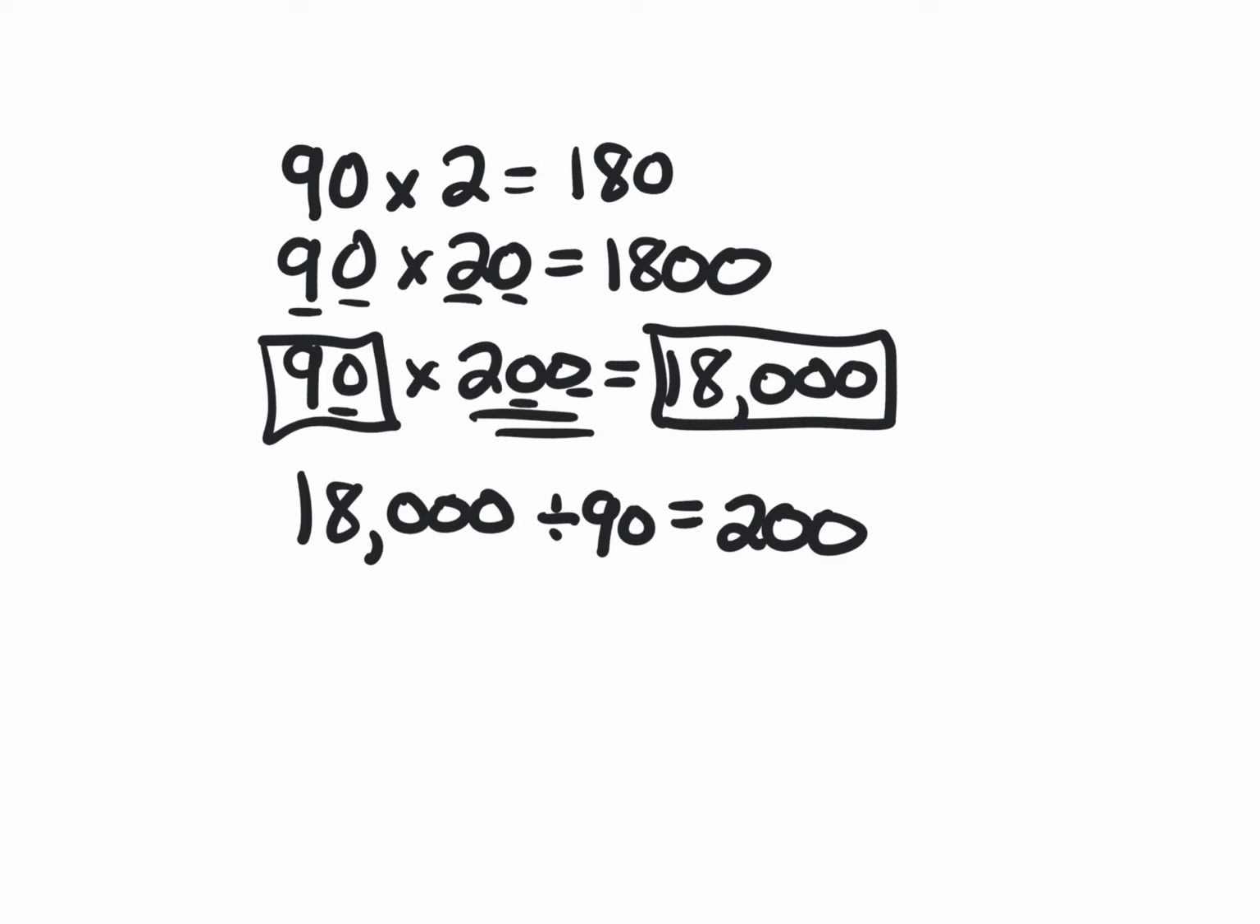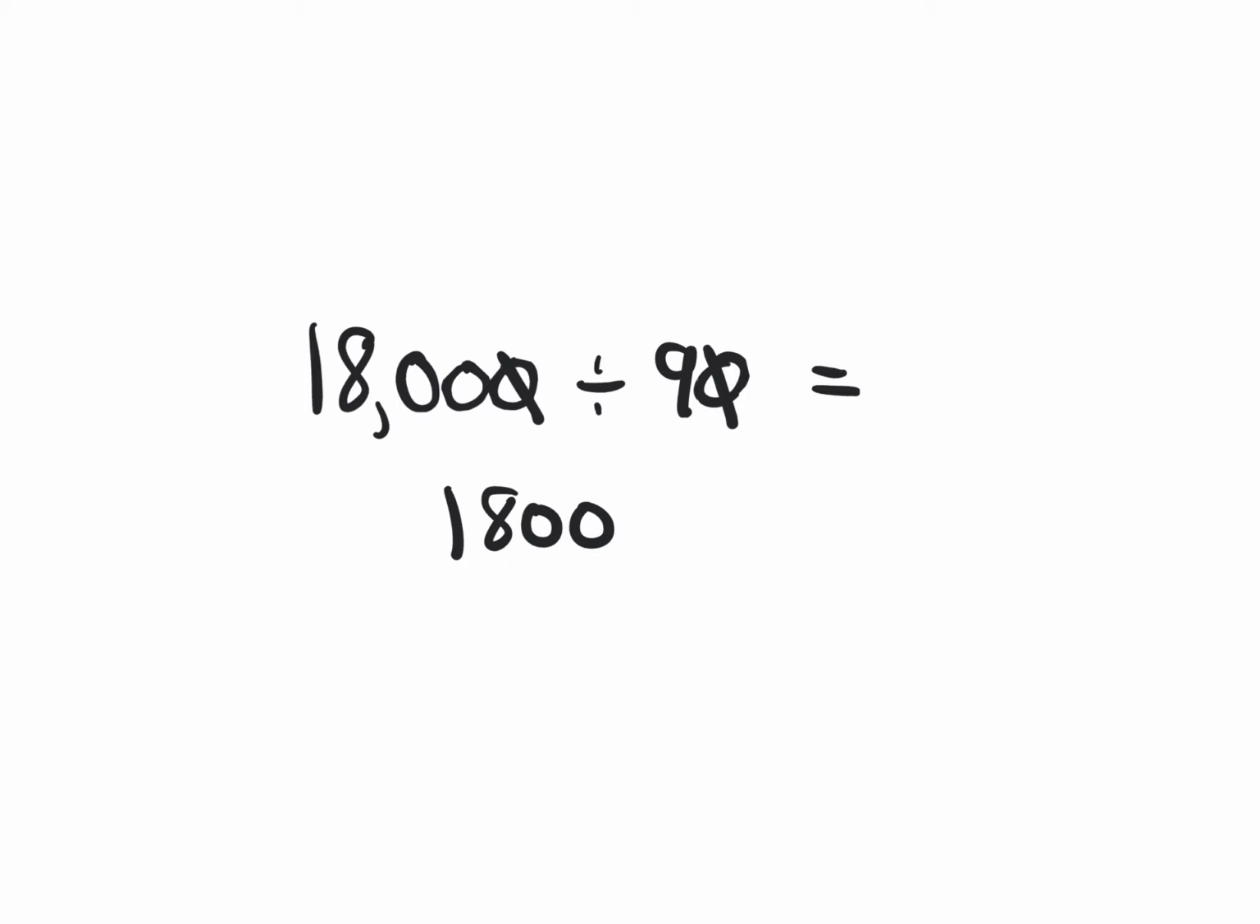Now, does anybody see a shortcut if we had the problem 18,000 divided by 90? So let's take a look here. What if we did 18,000 divided by 90? One of the shortcuts that we can put into place is canceling out the 0 on each side. So now our new problem is 1,800 divided by 9. We know that 18 divided by 9 is 2, and then we have these 2 additional zeros which we can place in the answer.